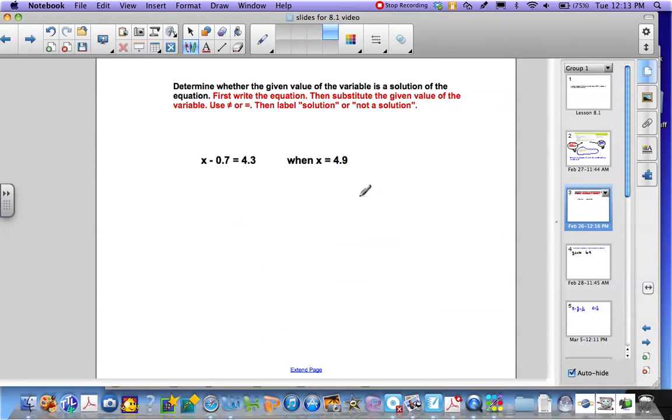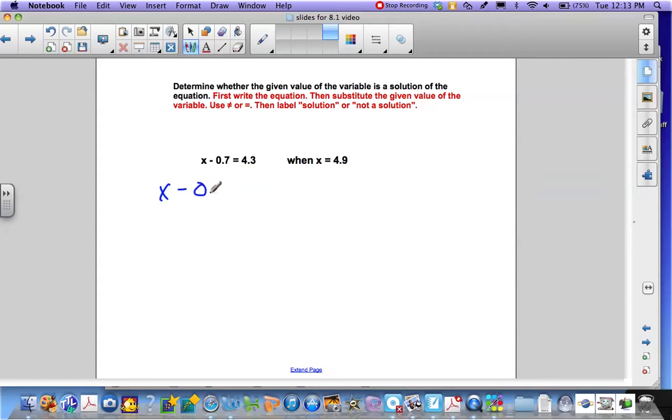The easiest way to tell if a given value is a solution of an equation is to take the equation. Here we have x - 7/10 = 4 3/10, and we want to know if 4 9/10 is a solution. So we're going to substitute it into the equation: 4 9/10 - 7/10, and we're going to see if it equals 4 3/10. You have to actually do the math here. Remember, when you're adding or subtracting decimals, you line up the decimal point.